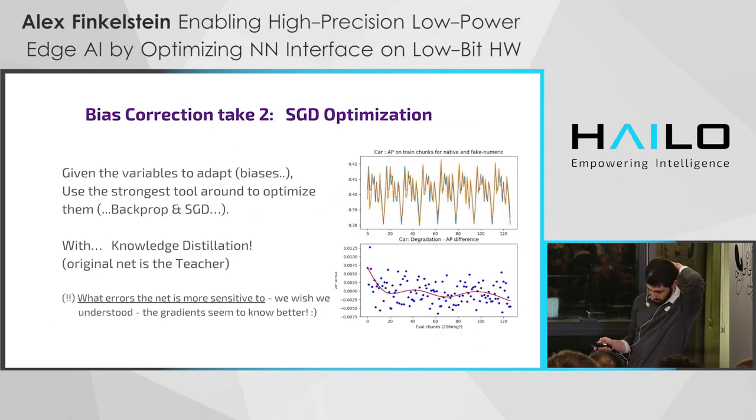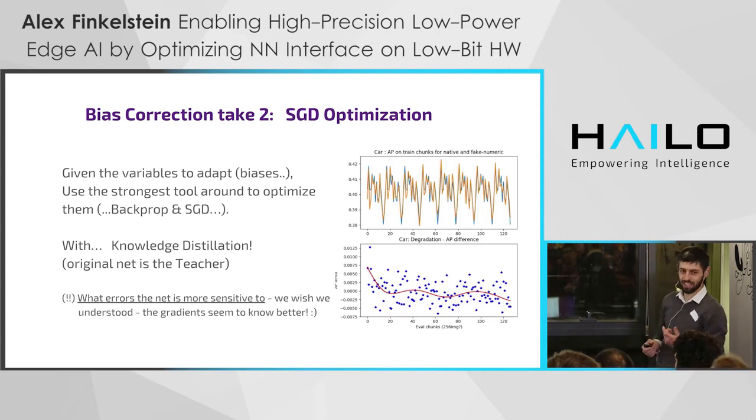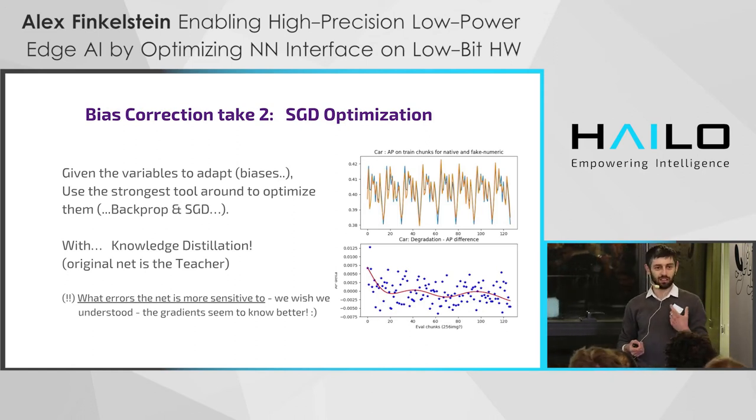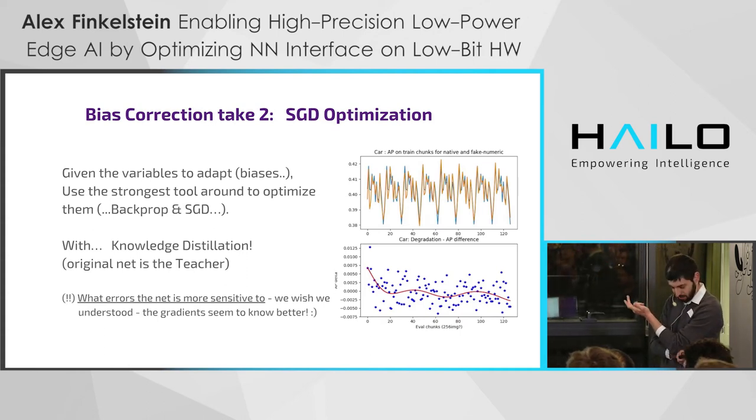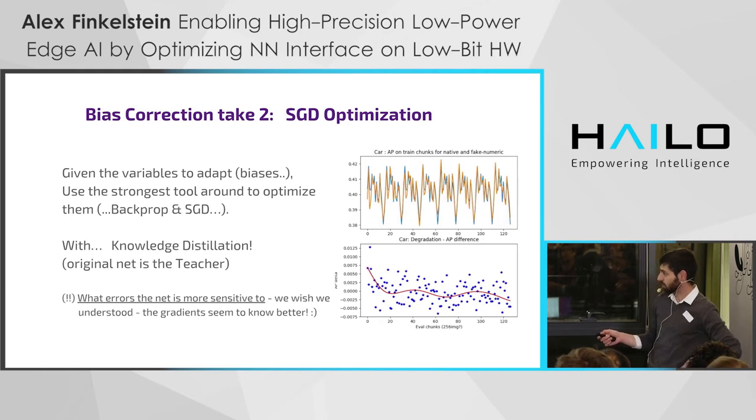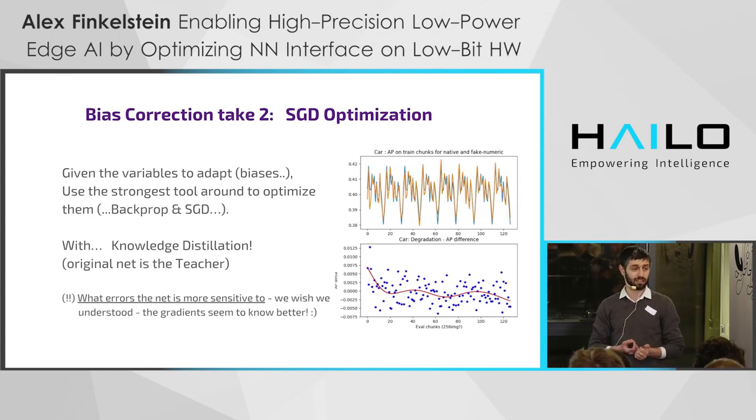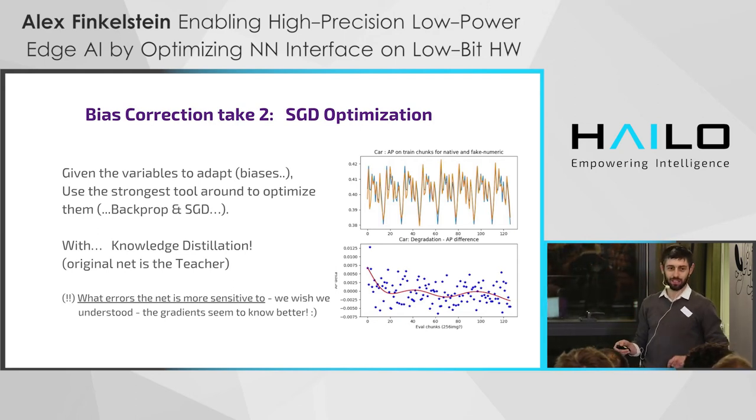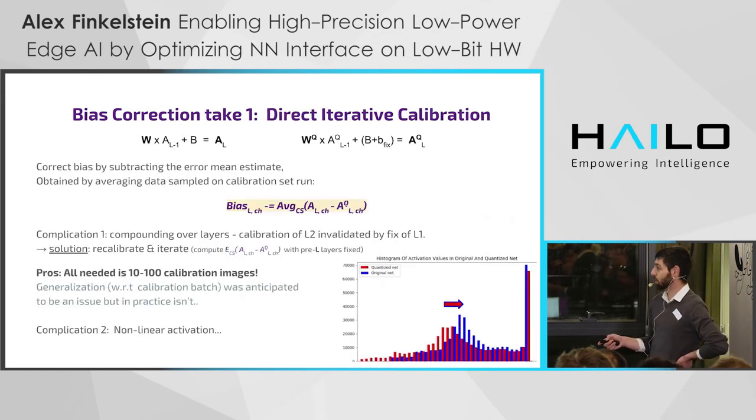And the other approach is to say, well, I know what I can change. I know that it will help. So why not use the best optimizer I can find to get the correct values for this variable? And in this context of neural nets, of course, the best optimizer is the same one that we use for training, which is backpropagation and stochastic gradient descent. So some people did knowledge distillation to improve quantized nets, where the original net is used as a teacher. Usually, of course, they train all of the quantized biases and weights. Here we suggest a micro variant of this, where we train only the biases to optimize these fixes, but in a smarter way.